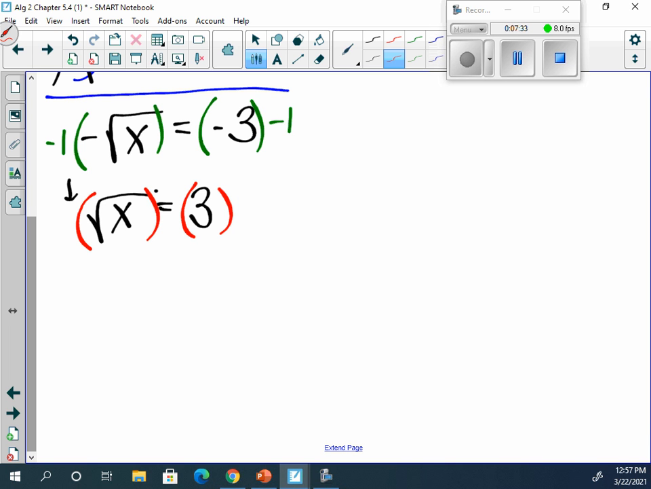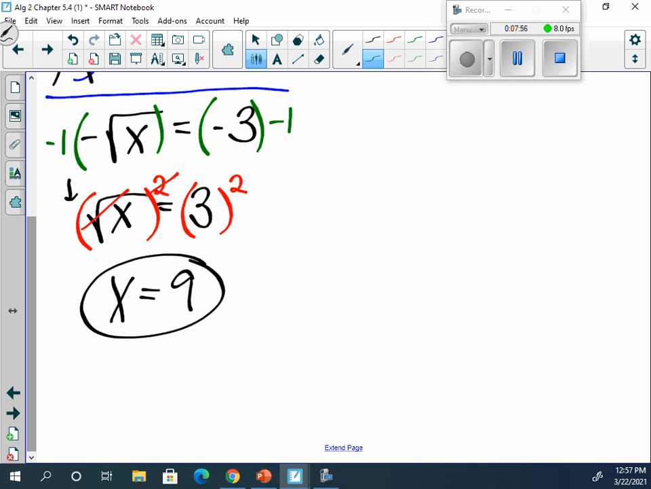So what power are we going to use? Well, since we have a square root, we're going to use the second power. Because the square root of x squared, the square root and square will cancel, leaving us with x is equal to 9. And that's it. Any questions on any of this here?